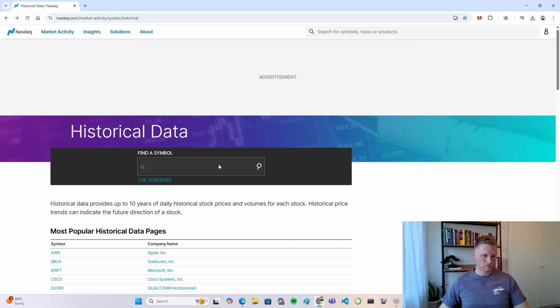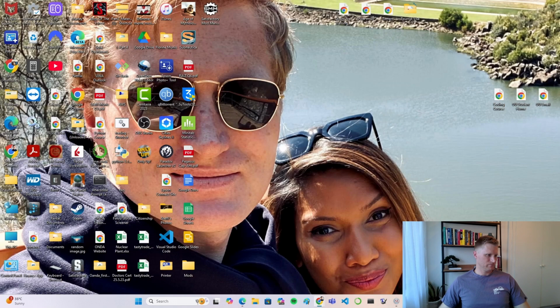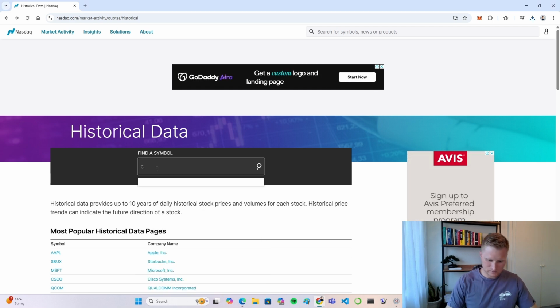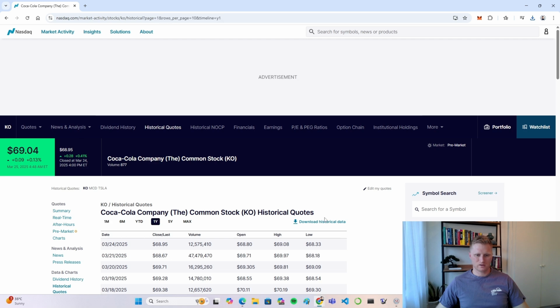Ticker for Coke. Is that CO or something? I've got it down here somewhere. Coke is KO. Alright, we're on. Another year of data here, Coke.